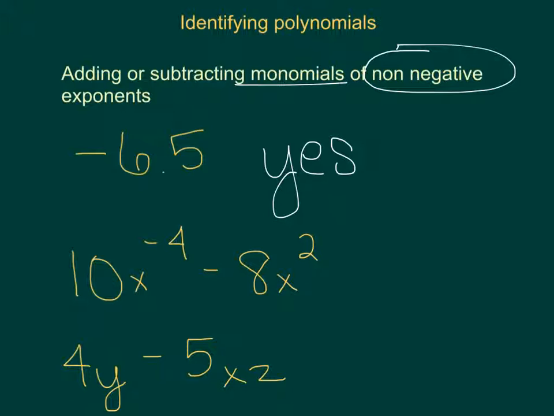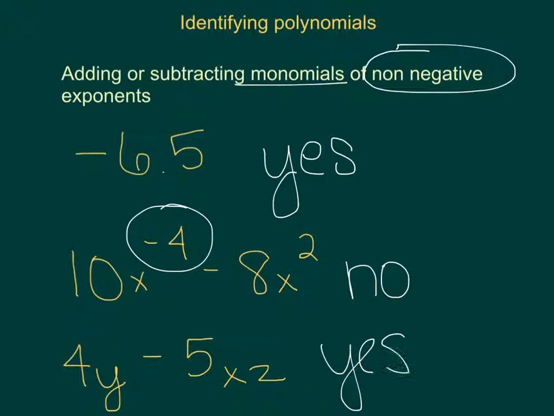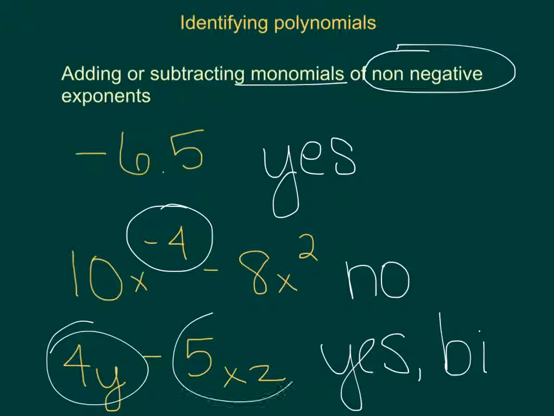10x to the negative fourth minus 8x squared. This one you would say is not a polynomial because of the negative in the exponent, because that would actually turn this into a fraction, which is division, and we know by definition polynomials are just adding and subtracting. And then you also have 4y minus 5xz, and you would say yes, this is a polynomial, and you would actually categorize this one as a binomial because you're combining two monomials together.